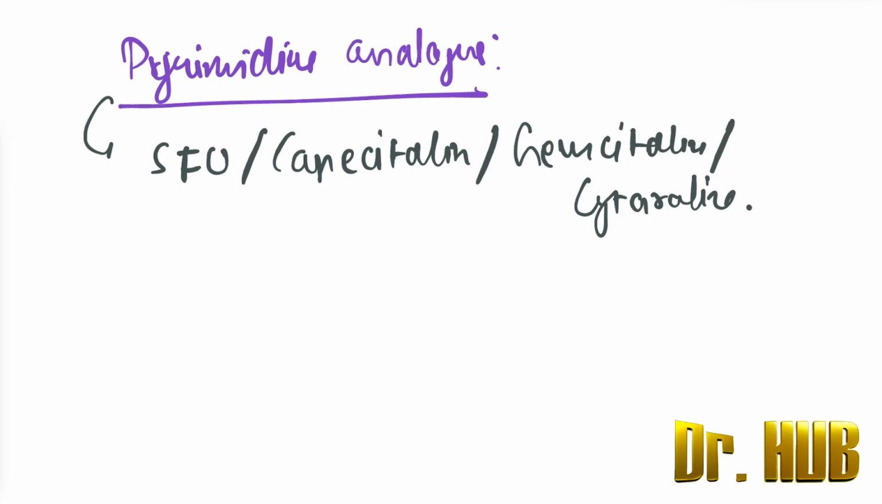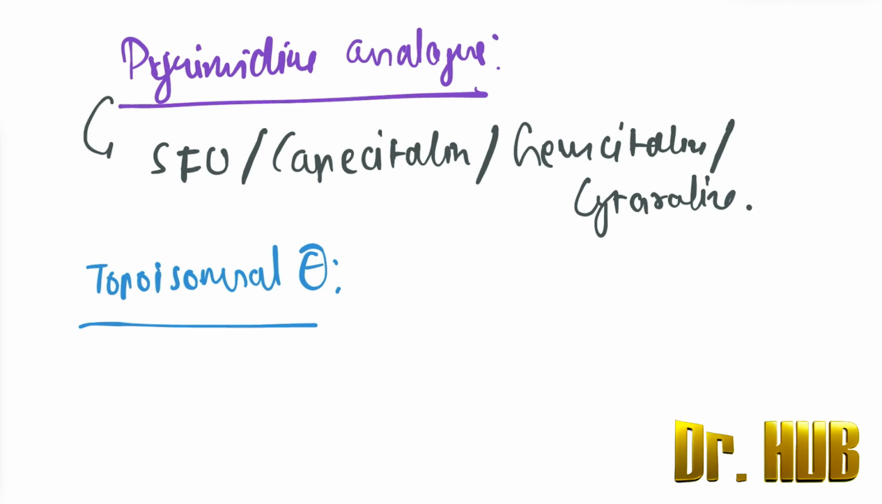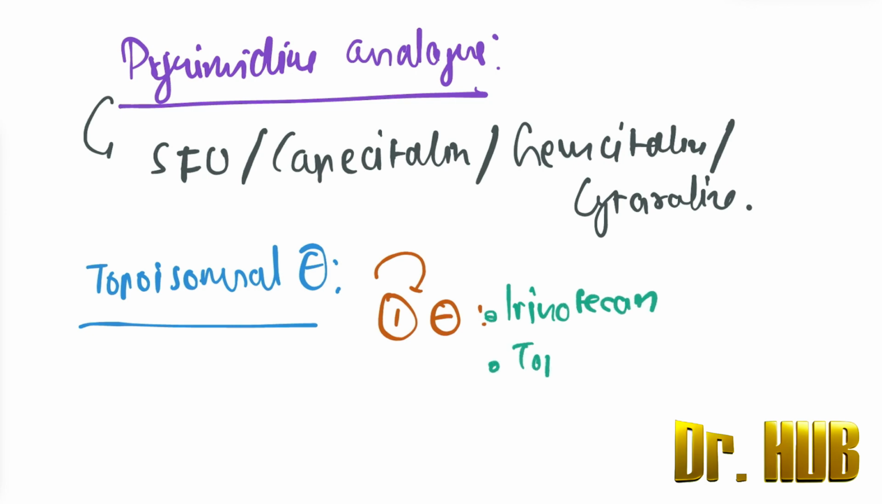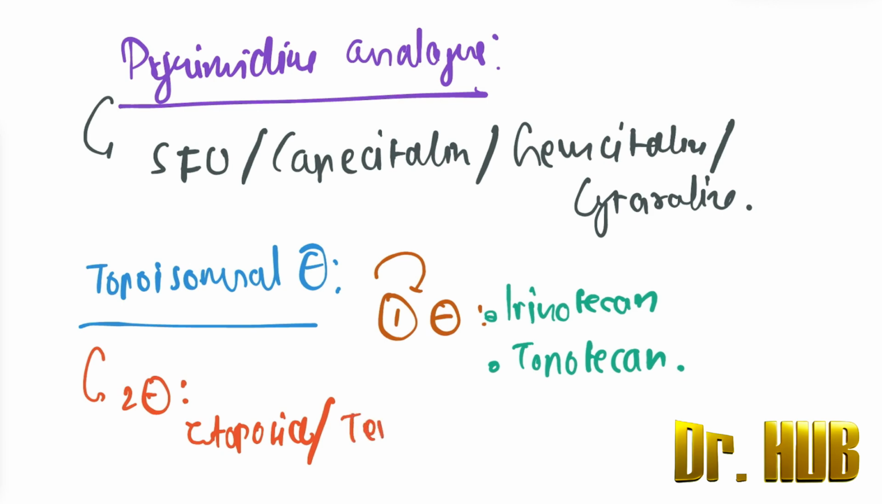Lastly, we move on to the topoisomerase inhibitors and the histone deacetylase inhibitors. Under the topoisomerase inhibitors, they include type 1 and type 2 inhibitors. Topoisomerase 1 inhibitors include irinotecan as well as topotecan. Next, moving on to the type 2 inhibitors, they contain etoposide as well as teniposide.